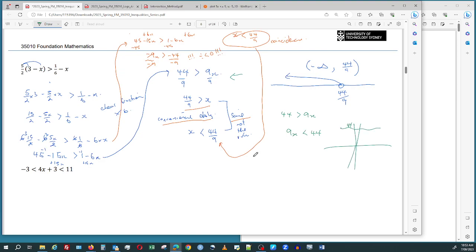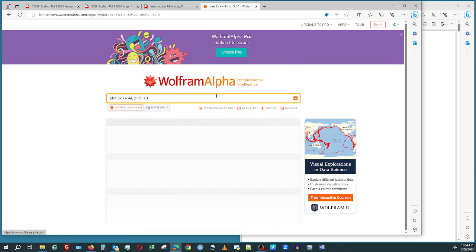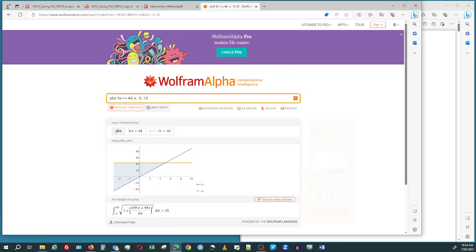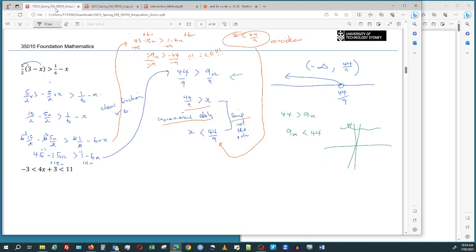Okay, let's have a look at that value, because we don't want to lose sight of the geometry. So 9x is less than 44. That's how we got it into a form that we could plot. And so there it is, 9x. So everything that's less than 44, for our geometric interpretation, it's going to be everything here.